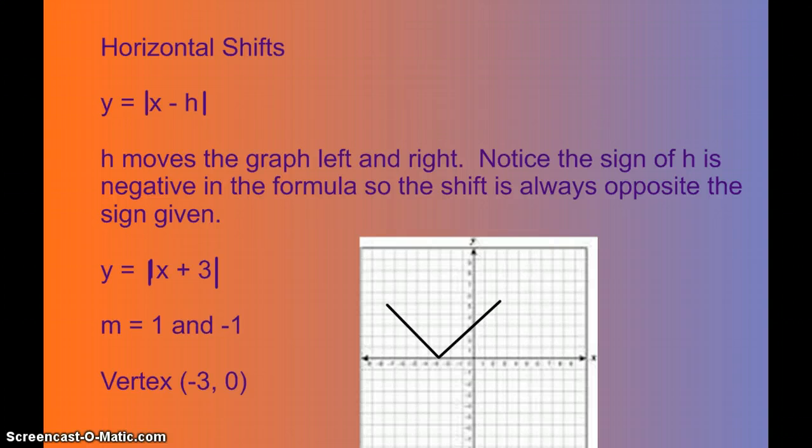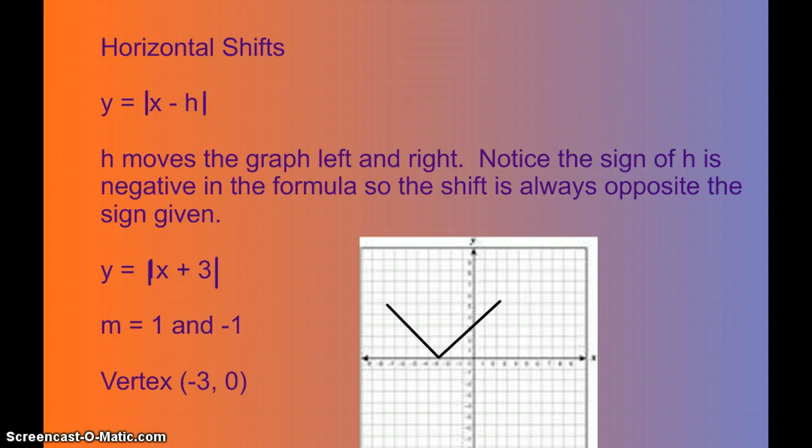So therefore, if you have a minus, it's actually a positive value for h, so it's a shift to the right. A negative is a shift to the left. I always describe the values inside the absolute value as opposite land. Whatever you see, we're going to do the opposite inside the absolute value. So we'll look at our example here.